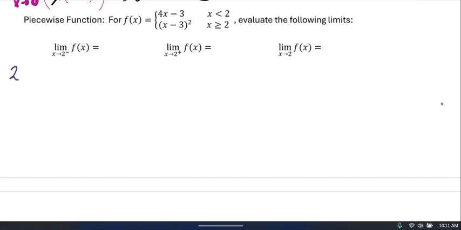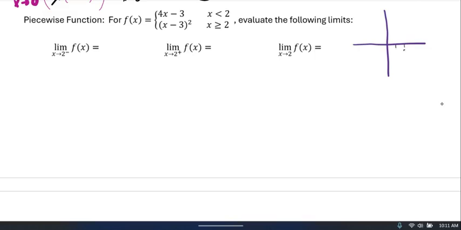Remember when we write 2, but we have a little minus sign right there, we're seeing it coming in from the left-hand side. Maybe I can give you a little bit of a visual to think about this, and let's think about this function as a graph before we go back and evaluate these. So the first function, 4x minus 3, that's just a line. Slope 4, y-intercept negative 3, but that's when x is less than 2.